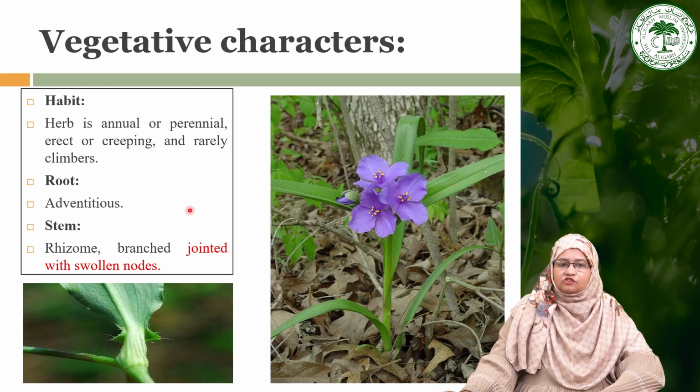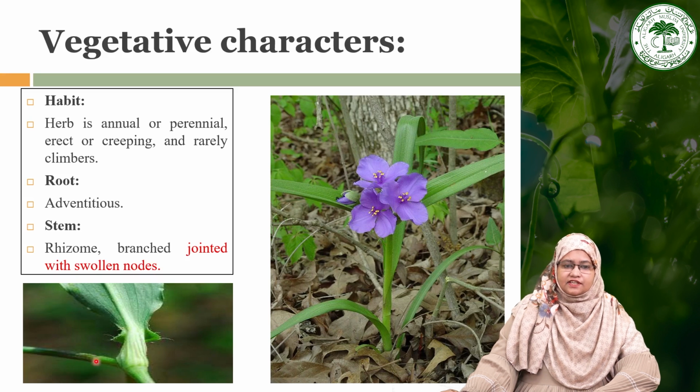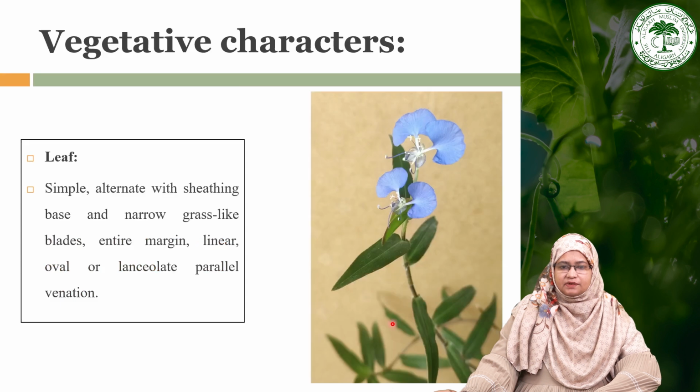The stem is a rhizome, branched and jointed with swollen nodes. As you can see here, the stem is jointed with swollen nodes, which is one of the characteristics of this family. The stem with jointed nodes is characteristic of the family Commelinaceae, and this image shows the typical habit of the plant in this family. You can see the nodal region and a rhizome stem which is branched.